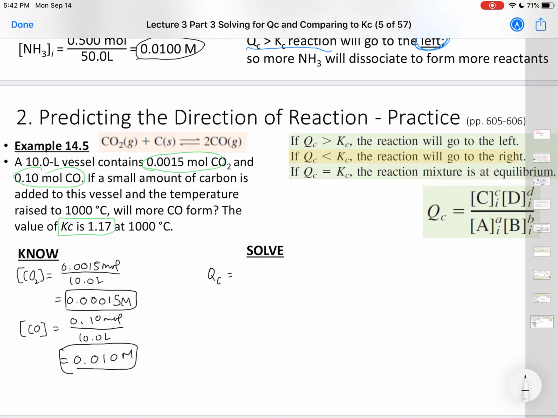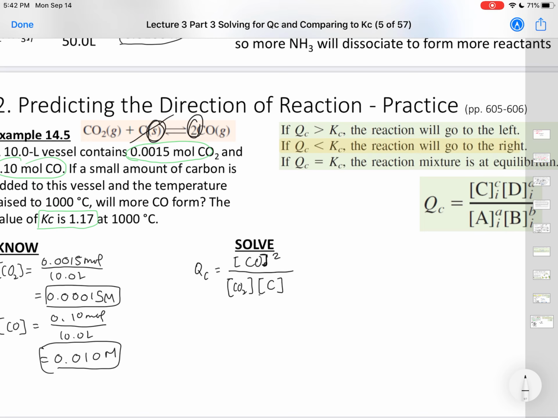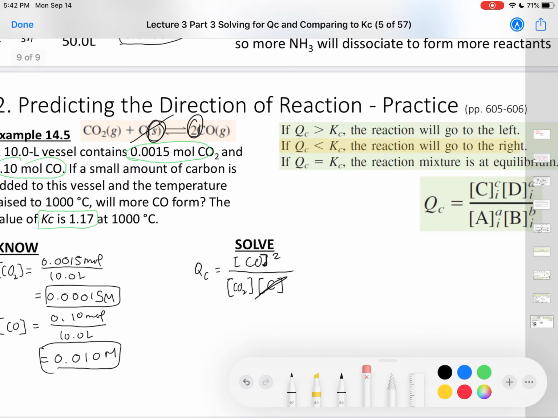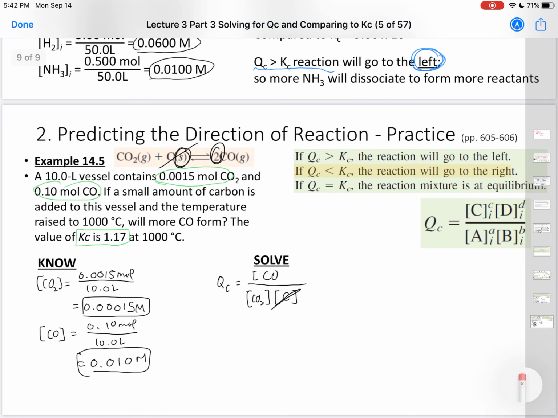With these two values in hand, let's set up Qc. And remember, Qc is equal to the products, which is CO. And because I have a 2 in front, I'm going to square this, divided by CO2 and C. Now notice C is a solid. So what did we say before is that because it's a solid, we don't include it in our expressions. We're going to cross that out. So really it's equal to CO squared divided by CO2.